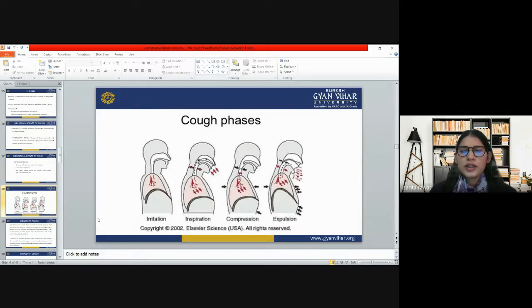So this is your cough phasing, as you can see in this image. This is the irritation, then inspiration, then compression and expulsion. So how the whole coughing process works and what its phases are, you have already seen in this picture. So you can clearly see it.